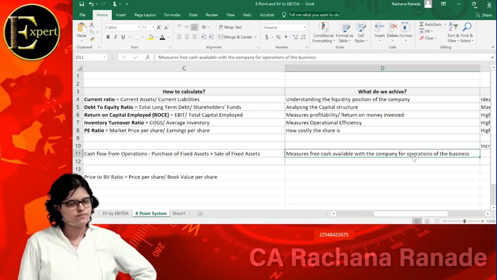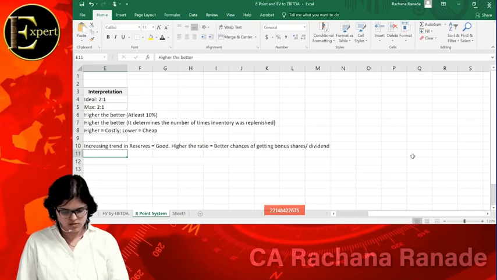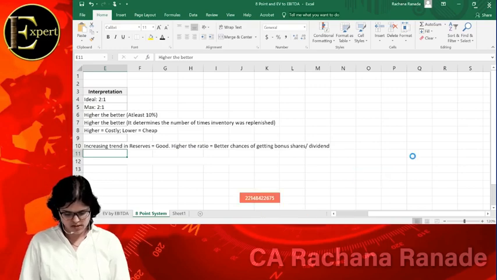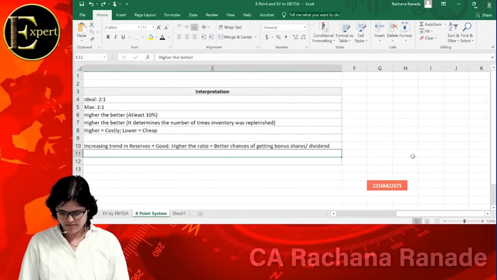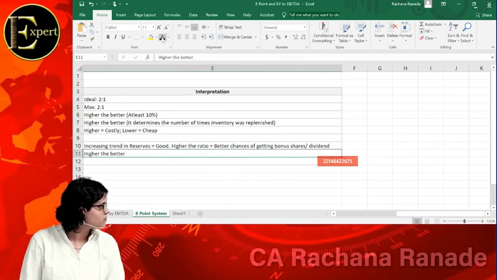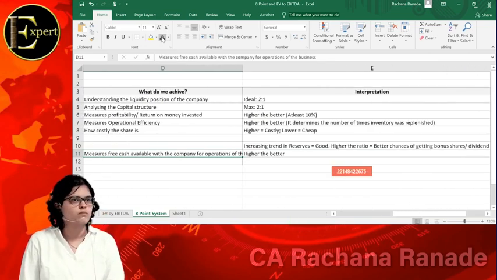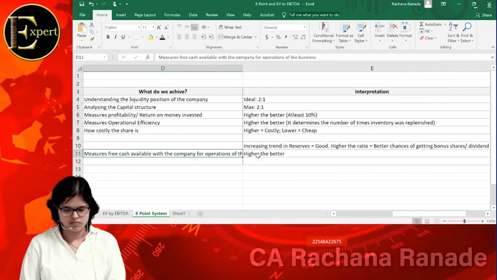Can we go on? Higher the better, yes or no? Yes? So you can just quickly write down "higher the better" for the interpretation.